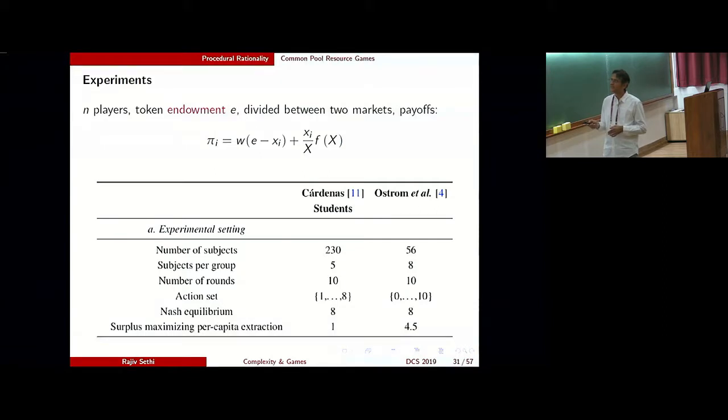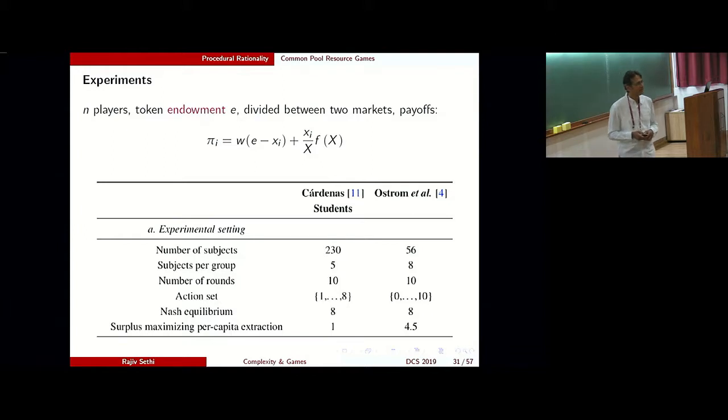The action set, so this is just E, the total number of endowments. But what can you do? The action set is 1 to 8 in Cardenas and 0 to 10 in Ostrom. So in Ostrom, you can either put your full 10 tokens into the private labor market, in which case you'll get 10 times W, or you can put all the 10 tokens into the common pool resource, or you can split them in any way you like, 5 and 5, and so on.